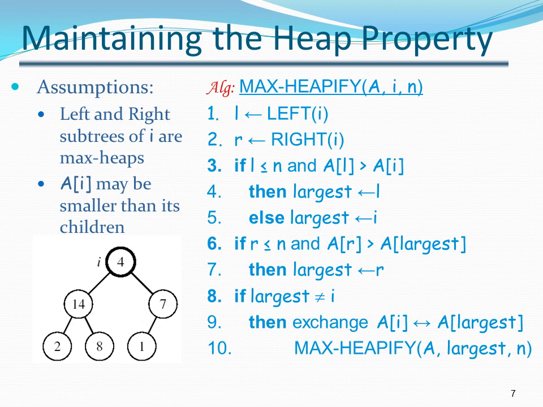The max heapify procedure: the left of i is stored in L, the right of i is stored in R. If L is less than or equal to N and A[L] is greater than A[i], then largest is L, otherwise largest is i. If R is less than or equal to N and A[R] is greater than A[largest], then largest equals R. If largest is not equal to i, then we have to exchange. After that, again we have to heapify.